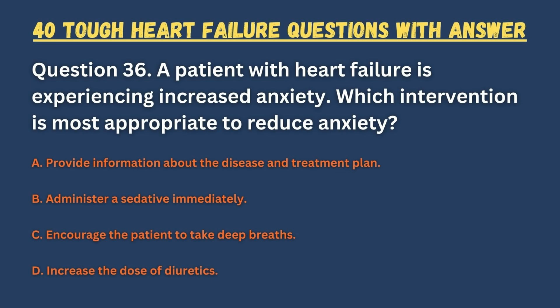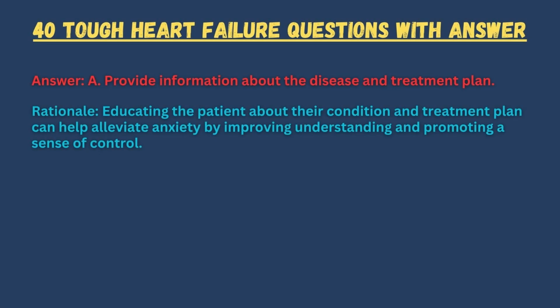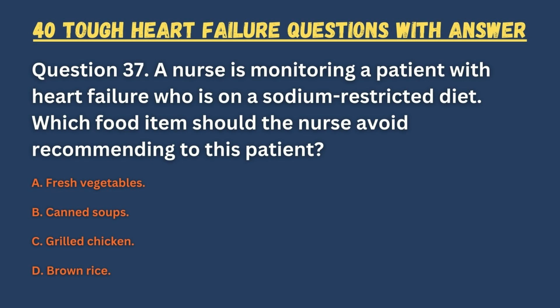Question 36. A patient with heart failure is experiencing increased anxiety. Which intervention is most appropriate to reduce anxiety? A. Provide information about the disease and treatment plan. B. Administer a sedative immediately. C. Encourage the patient to take deep breaths. D. Increase the dose of diuretics. Answer: A. Provide information about the disease and treatment plan. Rationale: educating the patient about their condition and treatment plan can help alleviate anxiety by improving understanding and promoting a sense of control.